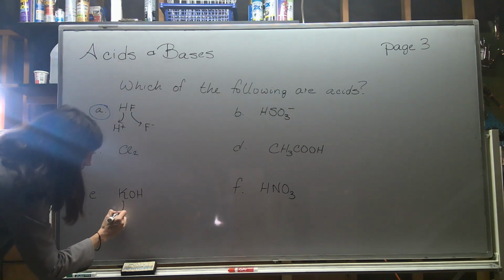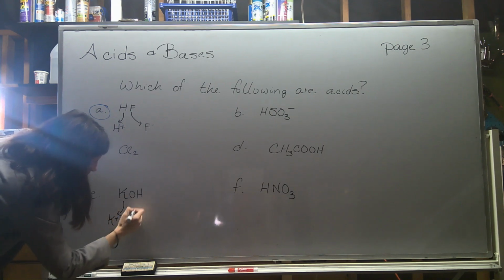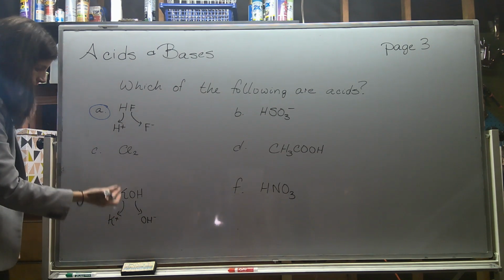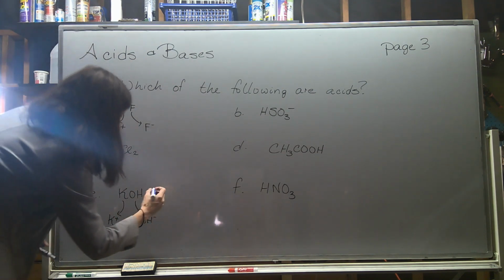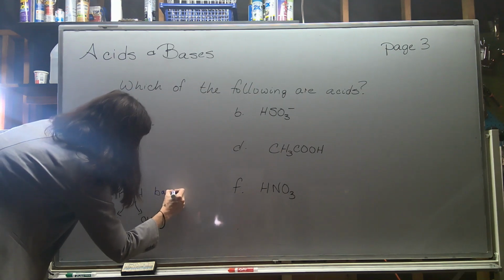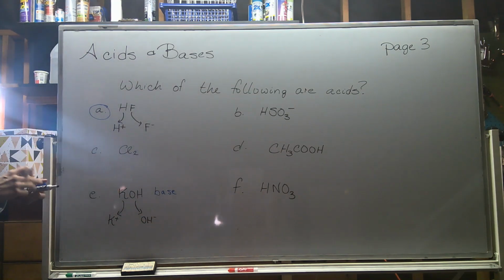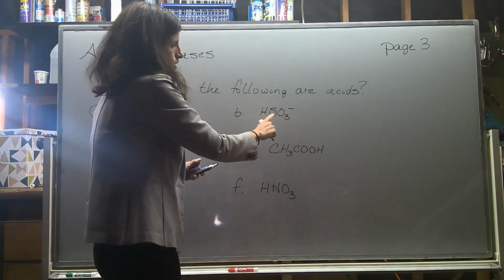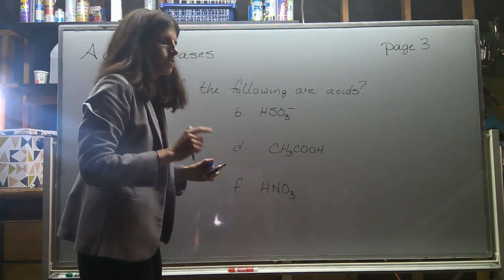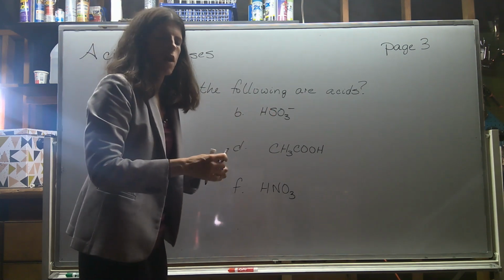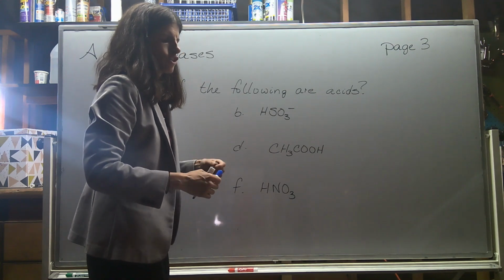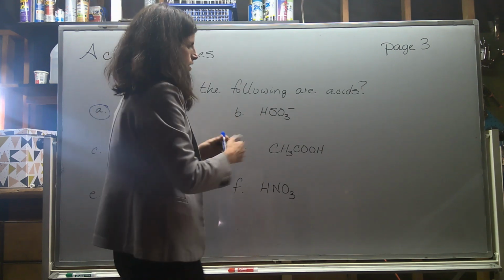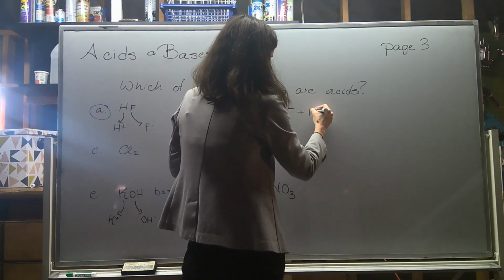Down here, we would split it into K plus and OH minus. So this is potassium hydroxide, and this actually functions as a base because it produces OH minus. The hydrogen sulfide that you see over here, that's a tricky example because in the previous problem, or in my earlier discussion, I mentioned that things that are negative have the potential to pick up H plus and function as bases.